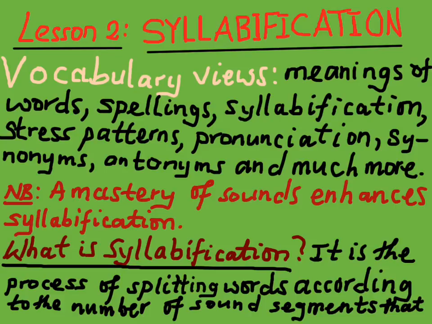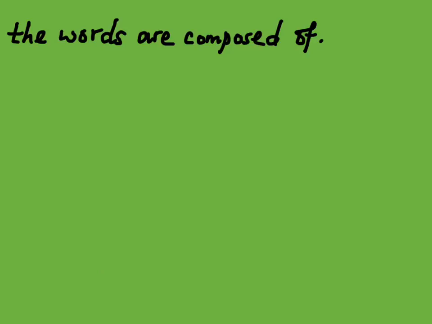So take note that syllabification is the process of splitting words according to the number of sound segments that the words have or are made up of. That is the take-home message for today. Syllabification is the process whereby words are split according to the number of sound segments which the words are made up of.